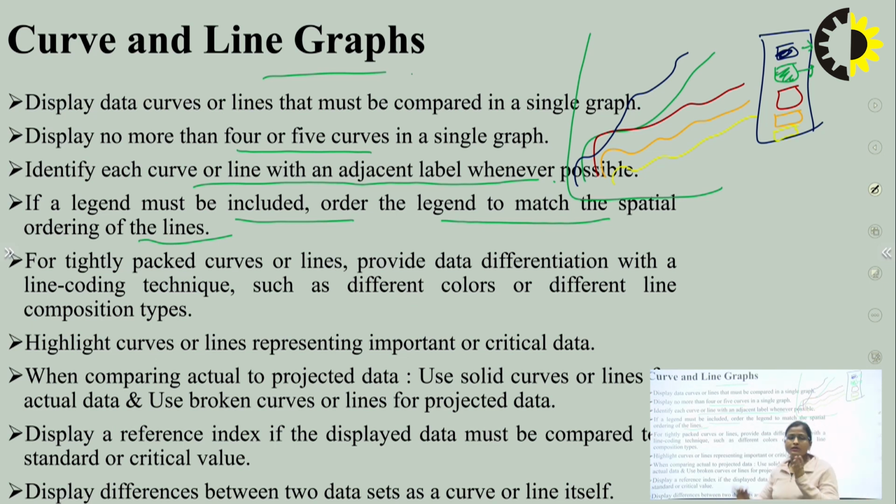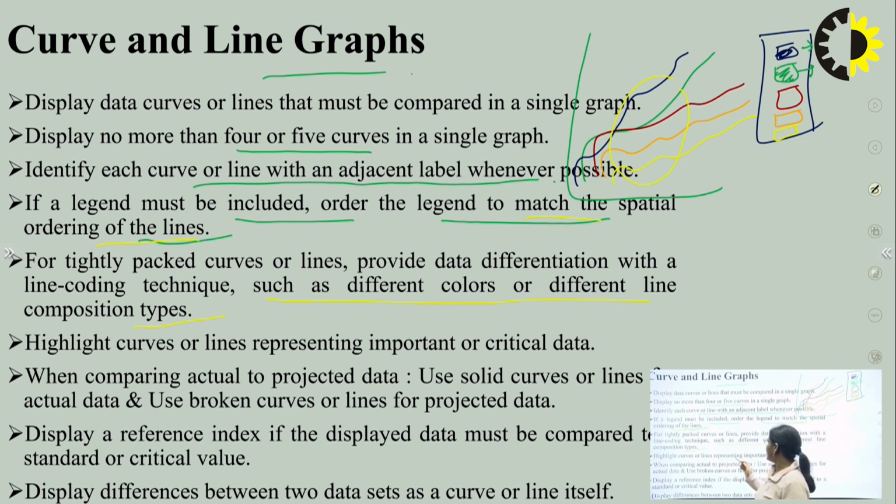So we have to consider the order of the legend. That means the legend matches the spatial ordering of the lines. Okay. So in this way, if we want to create a legend for any graph, we must follow the order of our graph. For tightly packed curves or lines, provide data differentiation with a line coding scheme such as different colors or different line composition types that we have already shown. And in this way we are using our legend in a graph.